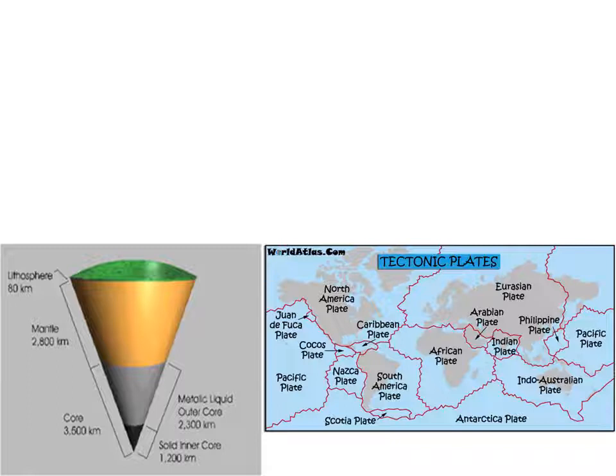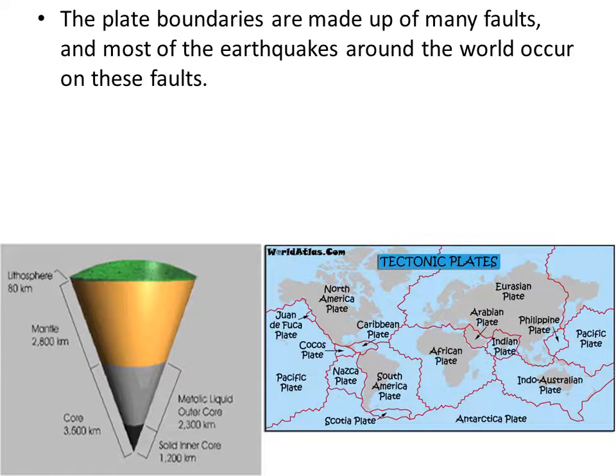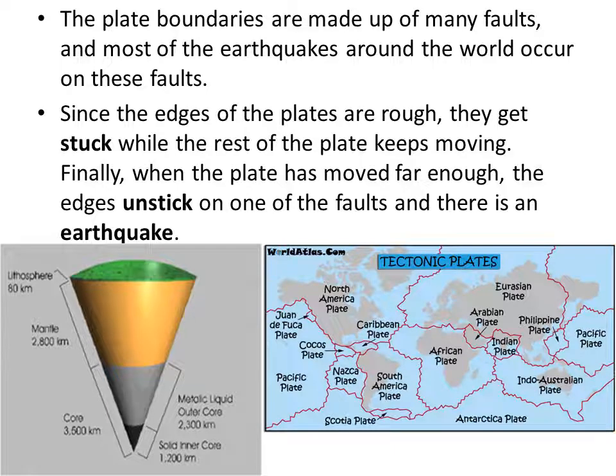The plate boundaries are made up of many faults, and most of the earthquakes around the world occur on these faults. Since the edges of the plates are rough, they get stuck while the rest of the plates keeps moving. Finally, when the plate has moved far enough, the edges unstick on one of the faults and there is an earthquake.